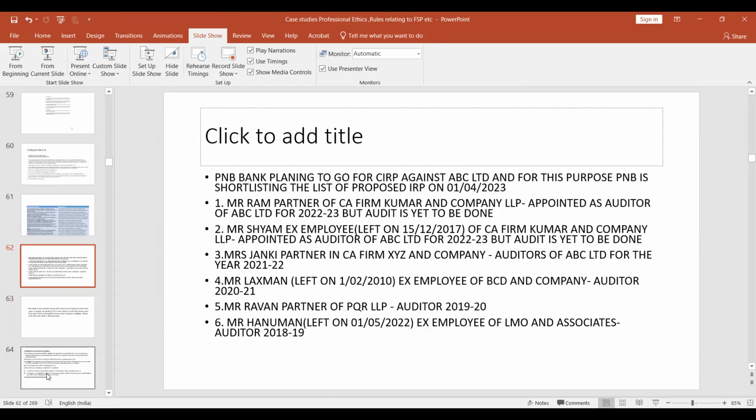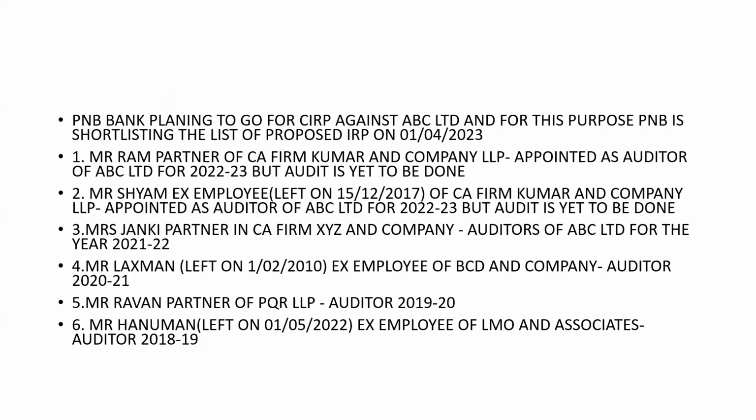अब इसको देखते हैं, एक बार ये पढ़िए जरा। Yes Pradeep ji. PNB Bank is planning to go for CIRP against ABC Limited, and for this purpose, PNB is shortlisting the list of proposed IRPs on 1st April 2023. Mr. Ram, partner of CA firm Kumar and Company LLP, appointed as auditor of ABC Limited for 2022-23, but audit is yet to be done.